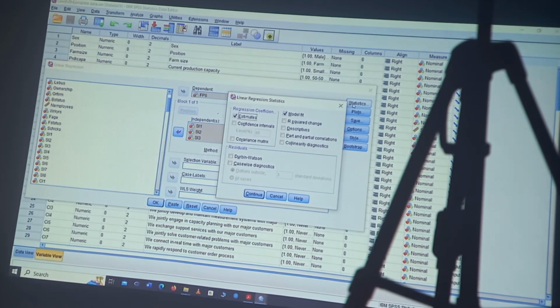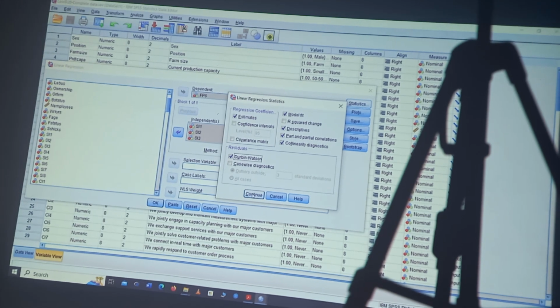Then model fit is already selected. Yes. Estimates is also selected. So you can take the descriptives, part and partial correlations, collinearity diagnostics. Okay. Then you come to Durbin-Watson at the residuals. Have you seen that? So go to Durbin-Watson. And what does Durbin-Watson test? Autocorrelation. Whether there is serial correlation or autocorrelation between the factors for the variable. Okay. Then go to Continue.